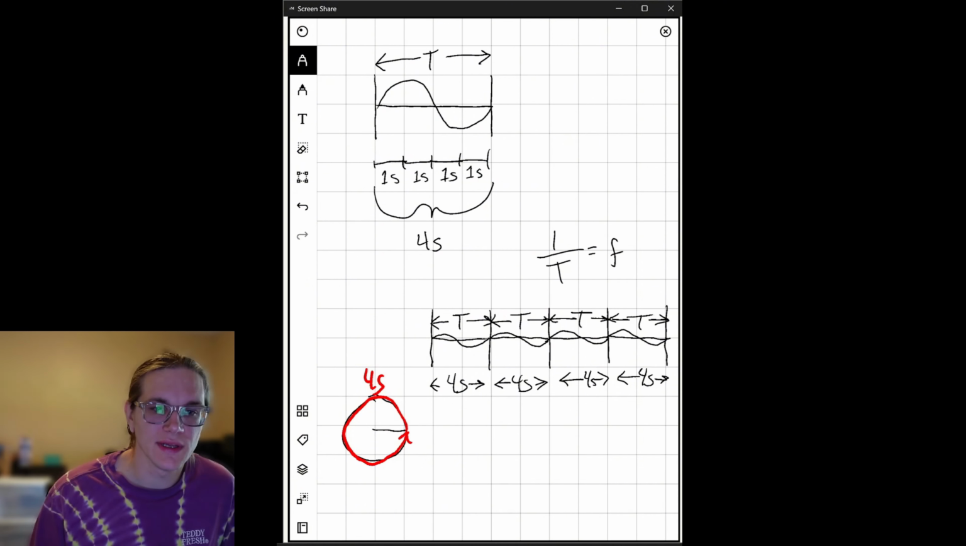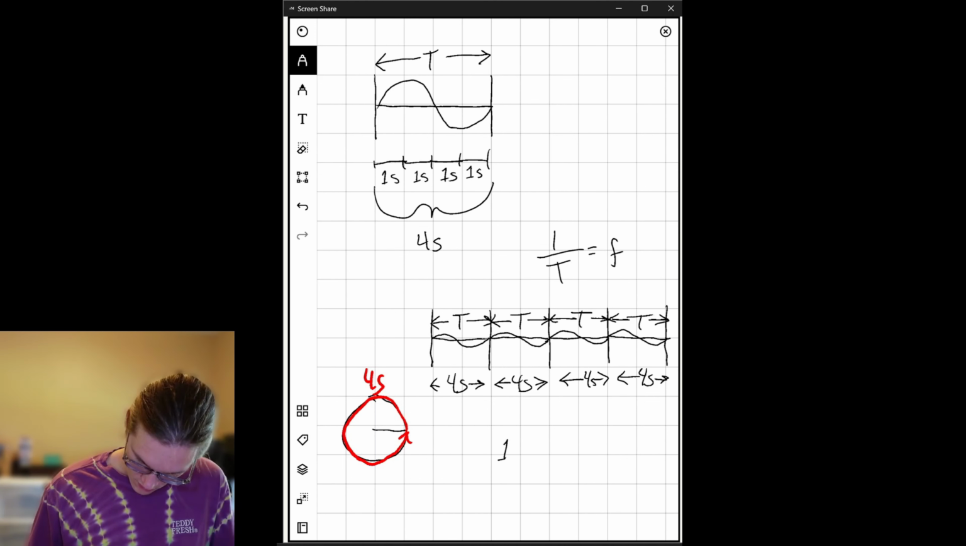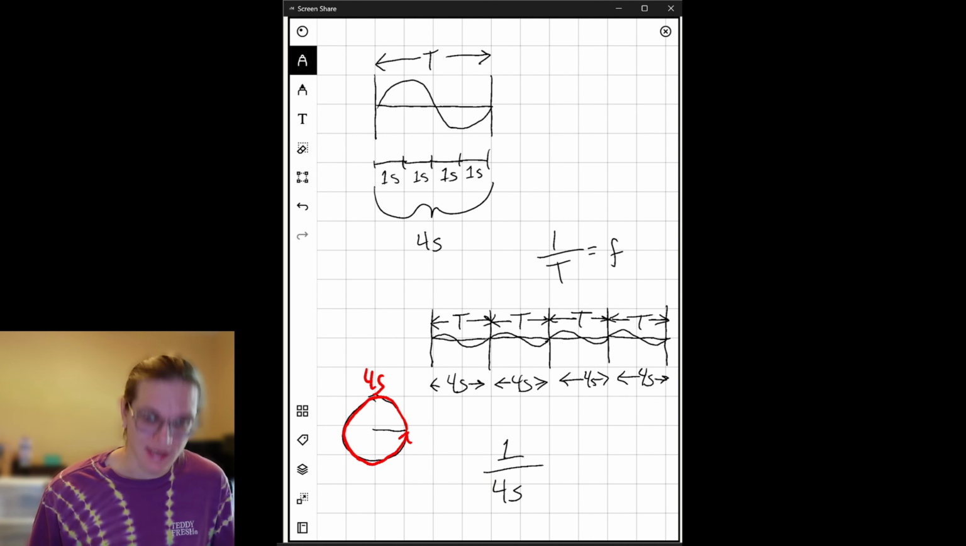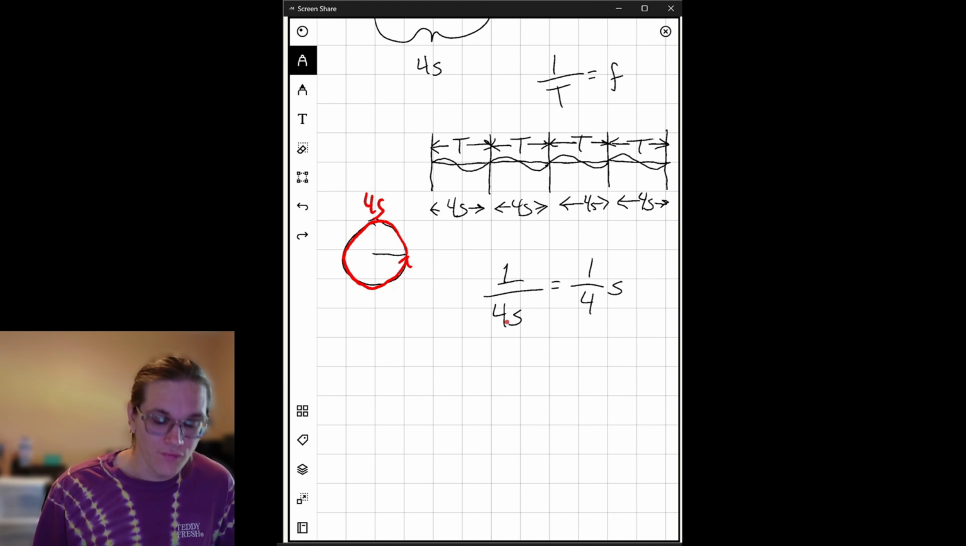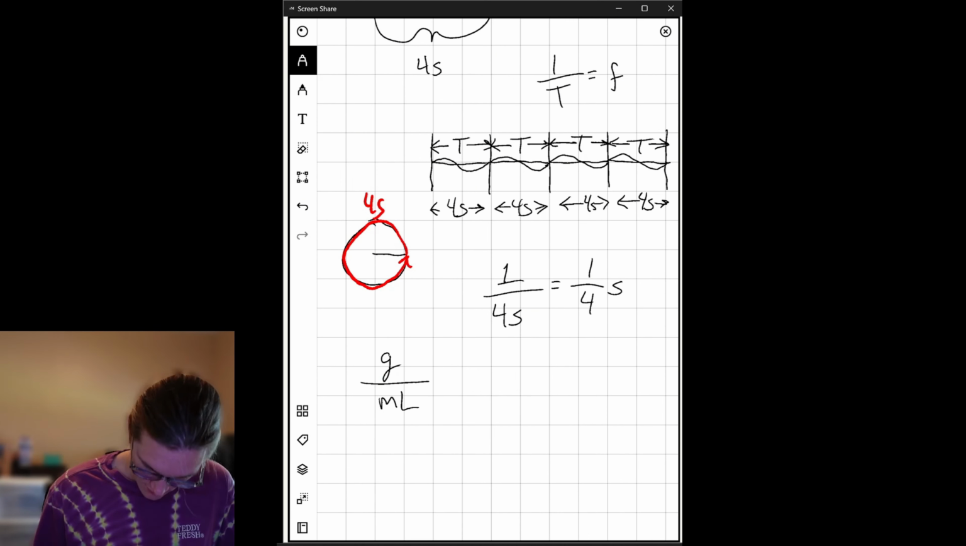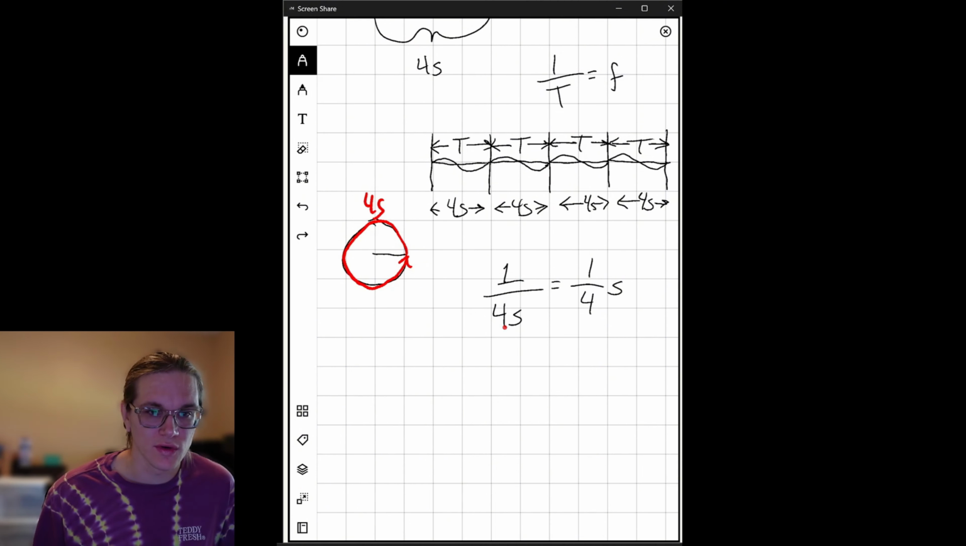how frequently does a period occur? It occurs once every 4 seconds. If you read this, it says once every 4 seconds. So if you have 1 gram for every milliliter, 1 gram per milliliter, here you have 1 instance per 4 seconds, 1 occurrence per 4 seconds.